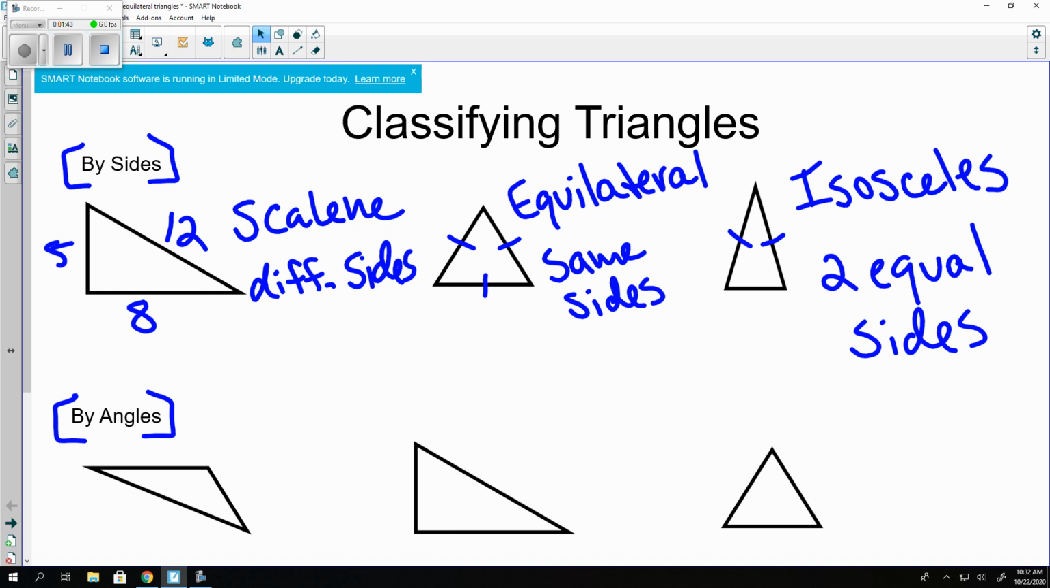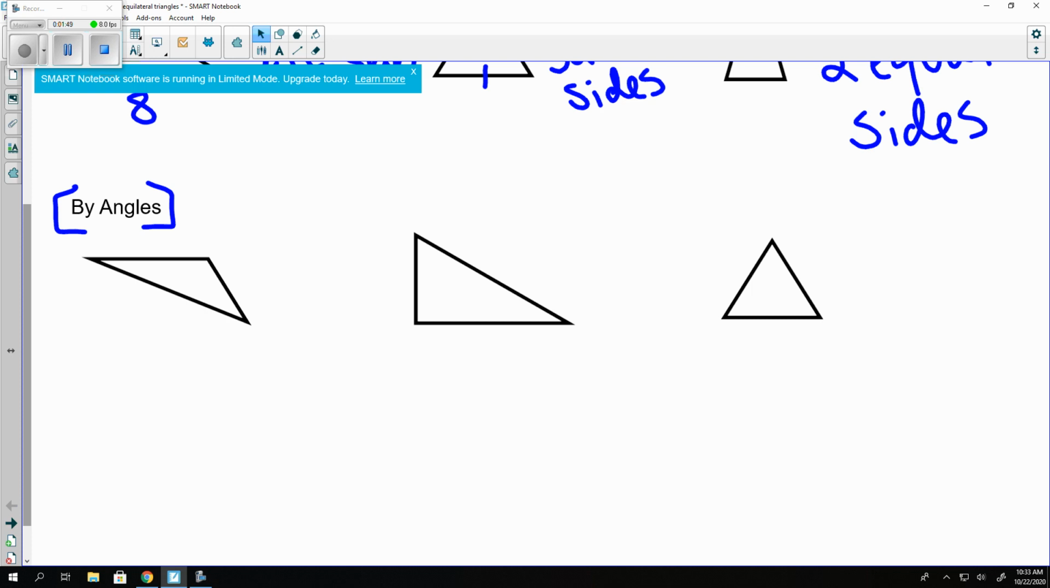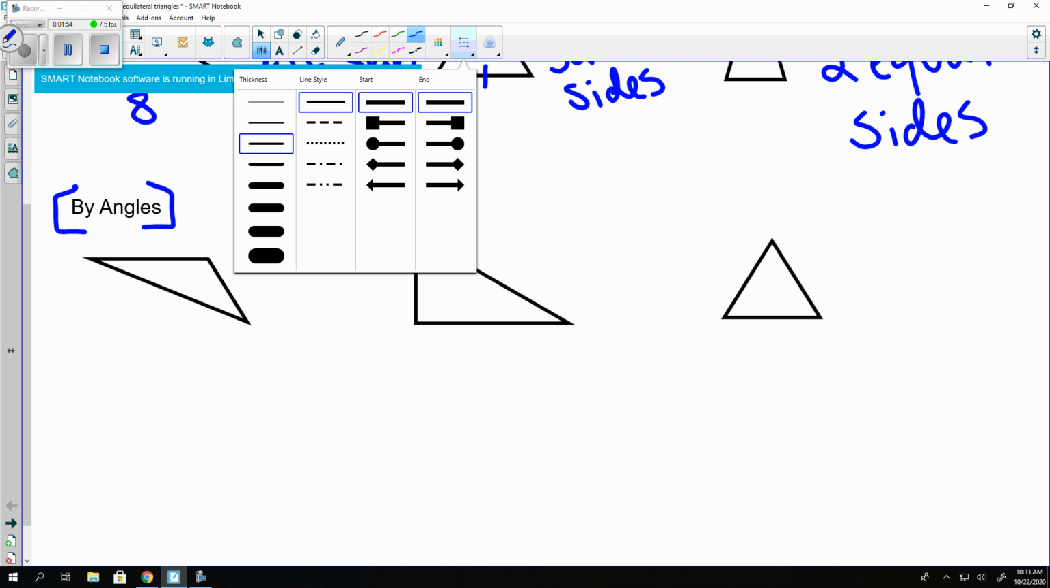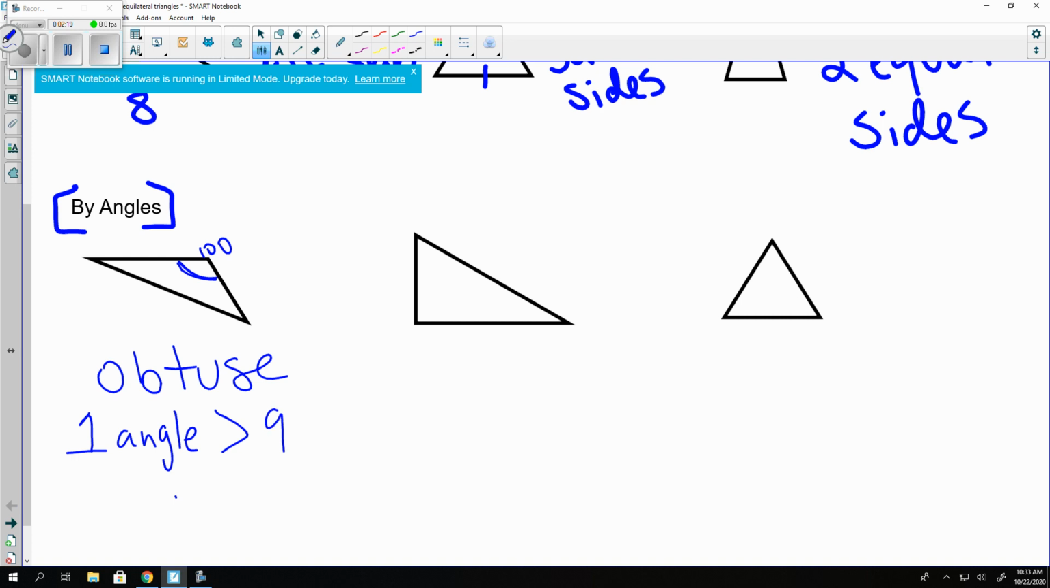And then our next kind that we have is by the angles. So now by the angles, all right, let me make my line a little smaller here. Okay. By the angles, here you see if you have one angle that's greater than 90, so let's say this is like 100, right? One angle that's greater than 90, that is obtuse. Greater than 90.